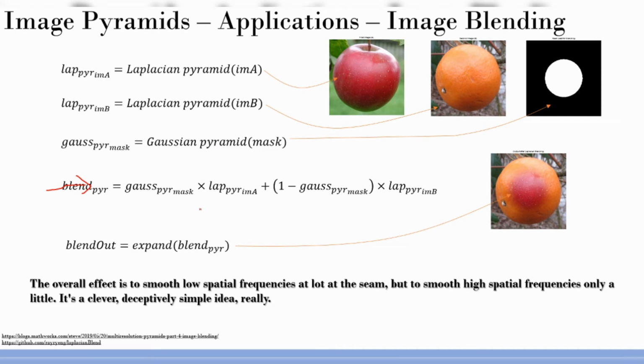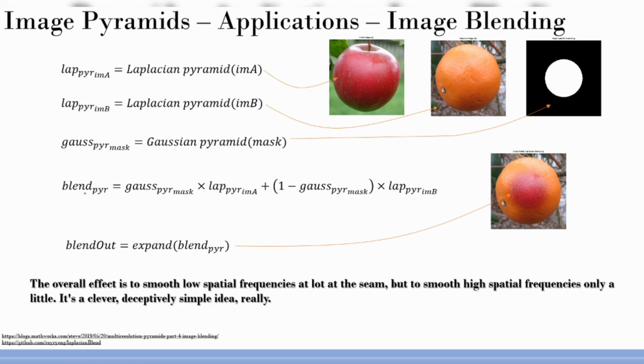Now for each scale of the Laplacian pyramid of image A and image B, I am going to use the corresponding Gaussian pyramid mask. Okay, so that's exactly what it does. So this blend pyramid here is again a pyramid. Okay, it's not an image yet. So this is a pyramid.